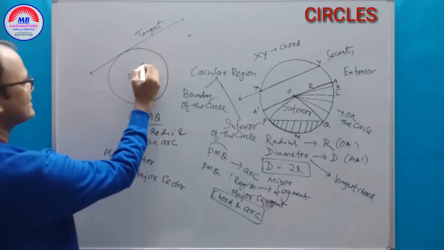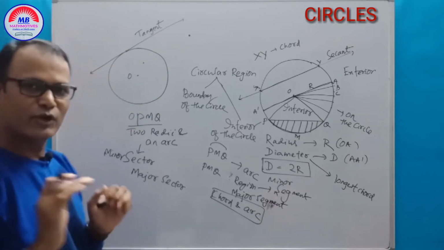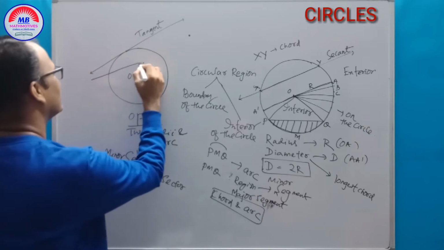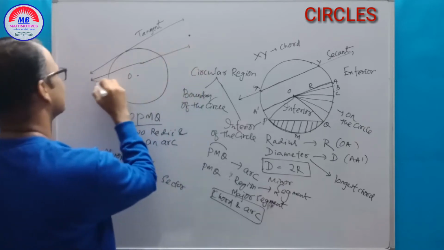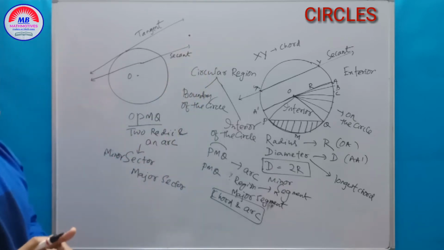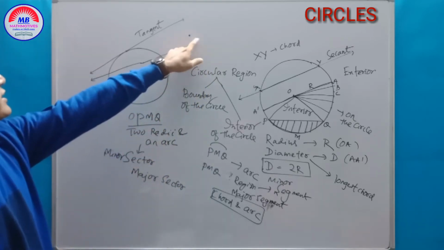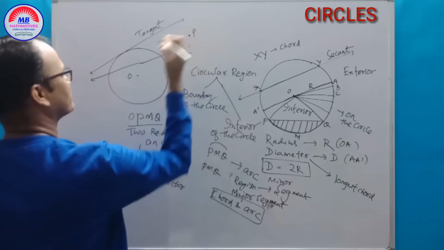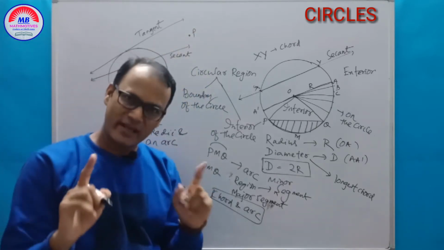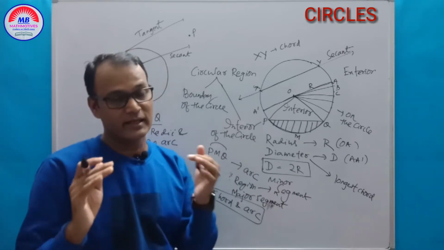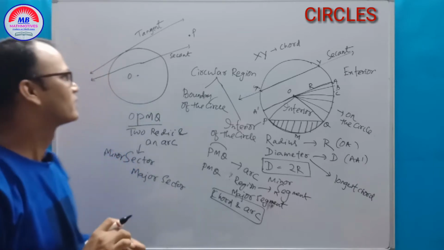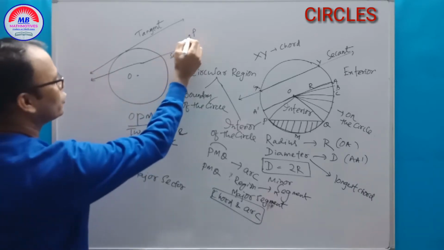So suppose there is an inside point. Can you draw a tangent? No, because if you draw a line passing through this point, it will be a secant. Okay, then suppose an exterior point is given, let the point be P. If you want to draw tangents from an exterior point, how many tangents can we draw? We can draw 2 tangents.